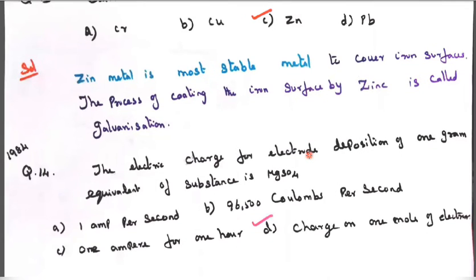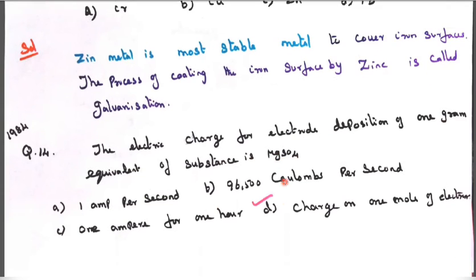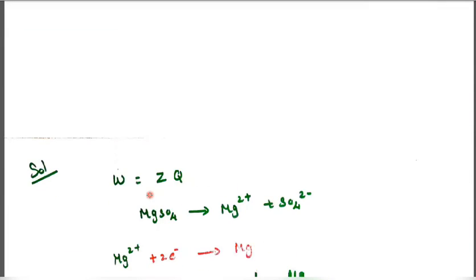The electric charge for electrode deposition of 1 gram equivalent of a substance, here MgSO4. Let us find out the answer. W is equal to Z into Q. Z is called the electrochemical equivalent. Q is the charge of the electron.